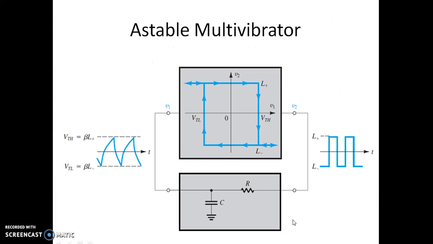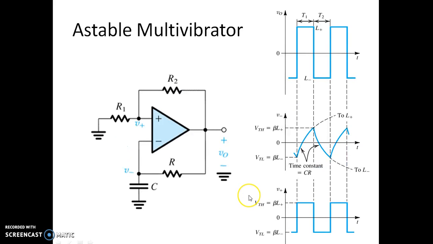Now we shall have a look at this astable multivibrator using an op amp. As you can see, conceptually we need a Schmitt trigger and an RC network which can make the capacitor charge and discharge through resistor R. Now this is the actual circuit for the astable multivibrator. We have an inverting Schmitt trigger. We have R1, R2 used for feedback, and this capacitor is used to charge and discharge.